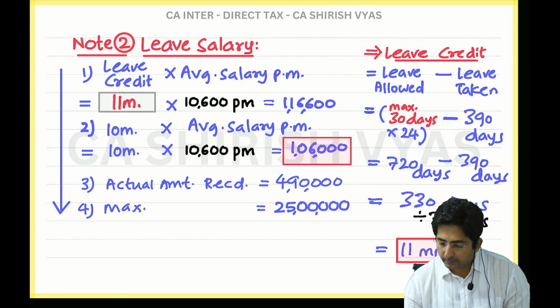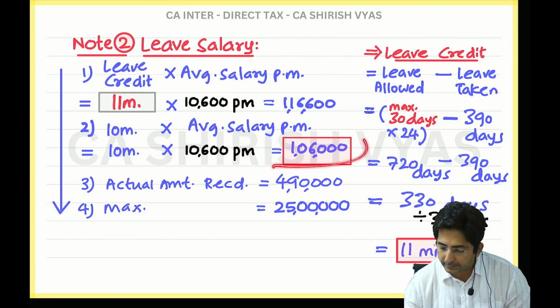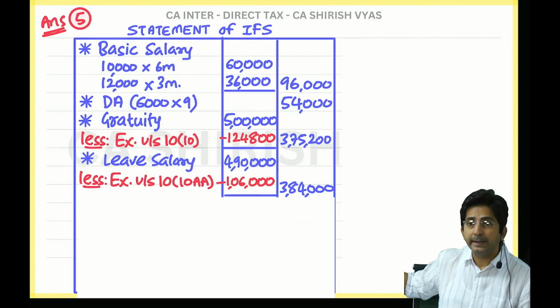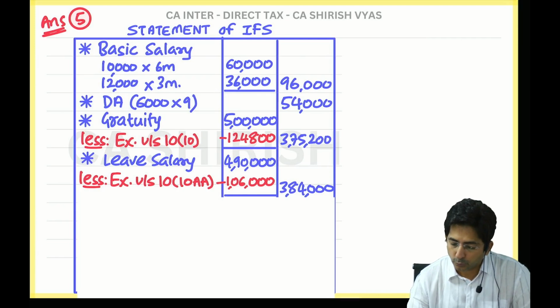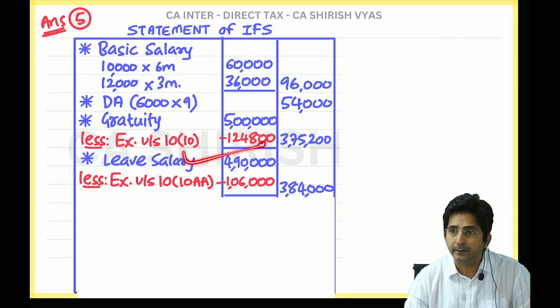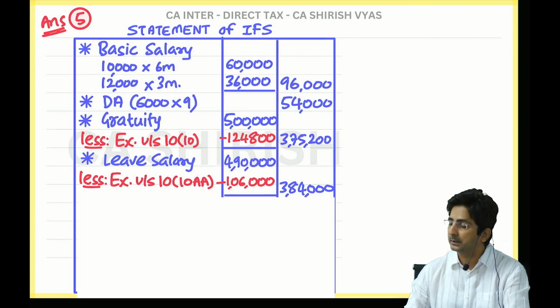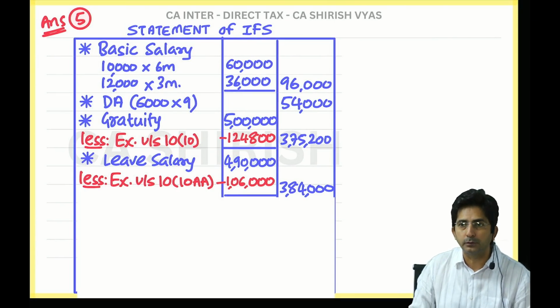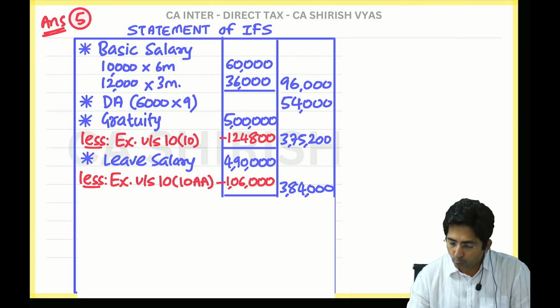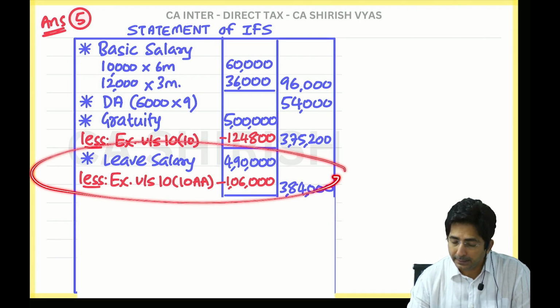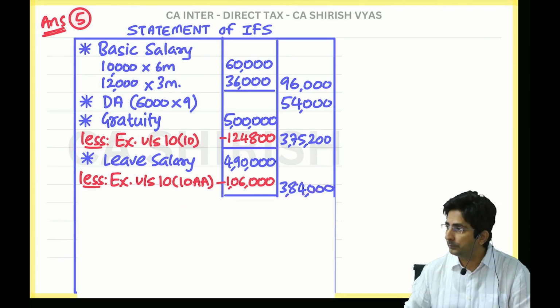So tell me, let me finish this. Where will I write this? Finally, leave salary is over. So inner column we wrote 4,90,000. And how did I get 1,06,000? 1, 2, 3, 4, whichever is less. Outer column 3,84,000. Now do one thing. You also write this portion and then do the working also.